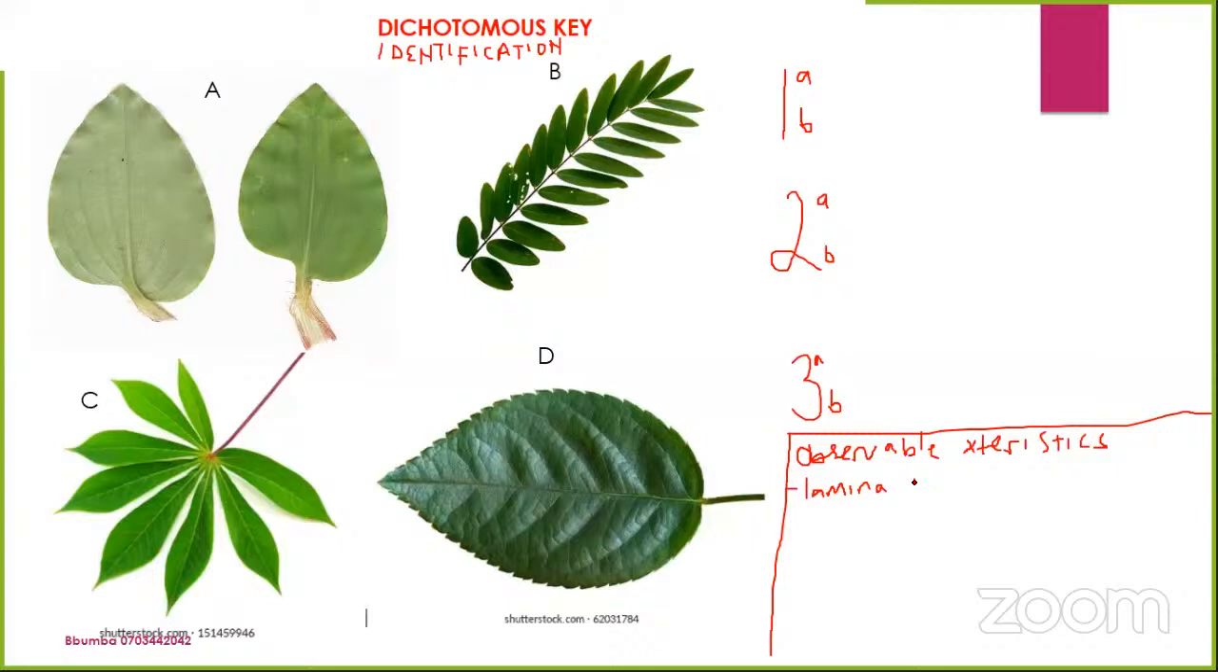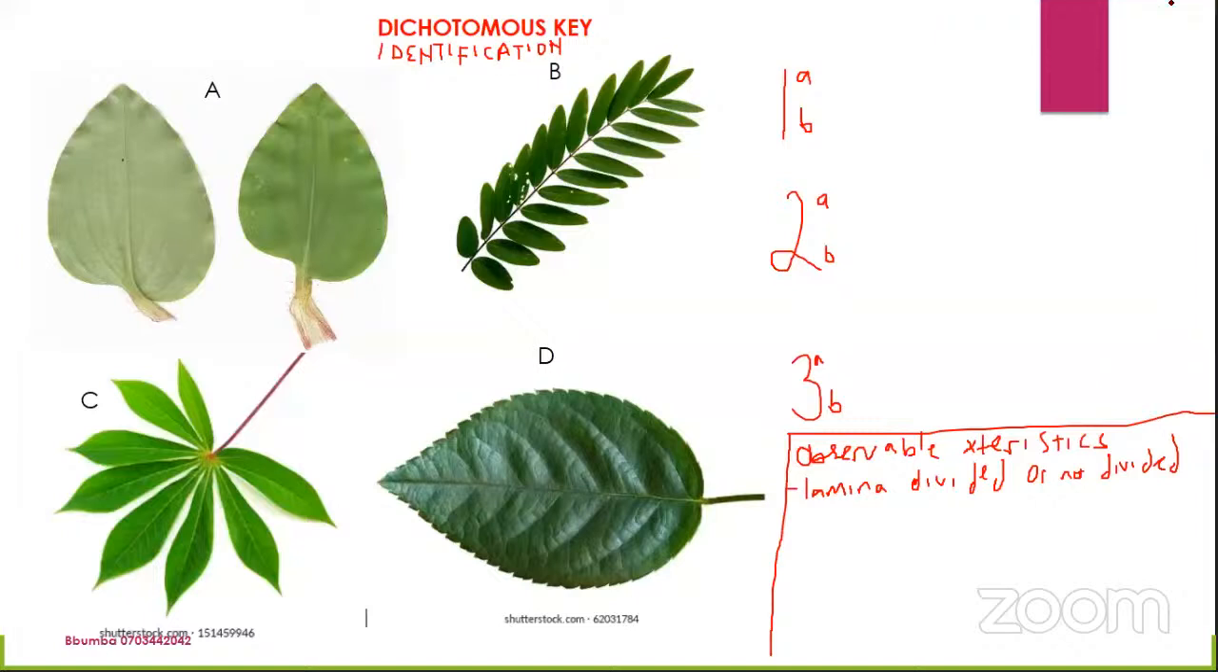Whether lamina divided, or not divided. So that is one observable characteristic that we have seen. Another one, Maureen. Yes, Maureen.